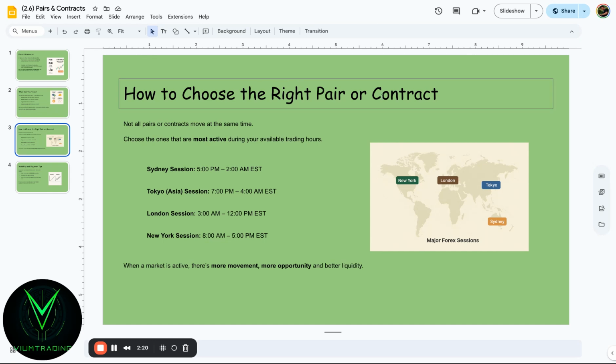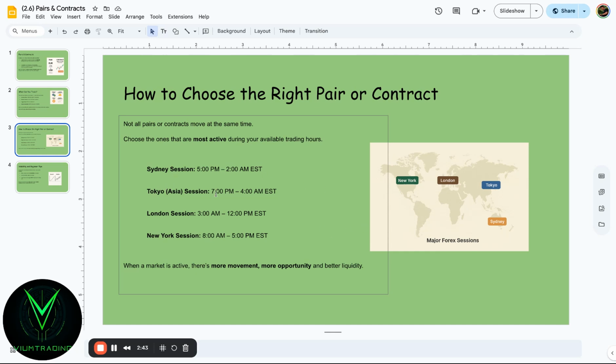And how do you choose the correct pair? Like I was talking about on the last slide, it all depends on what your schedule is. You have to choose the most active pair or contract during your availability to be able to trade. So you got here the trading sessions, kind of put it for you guys here.